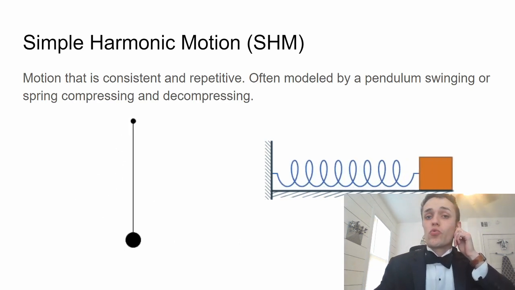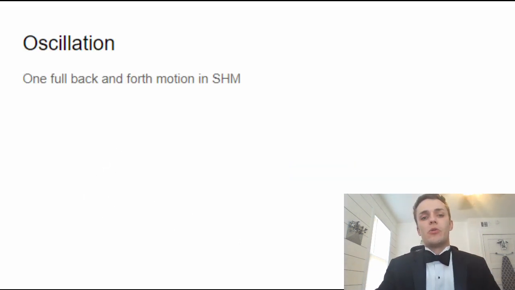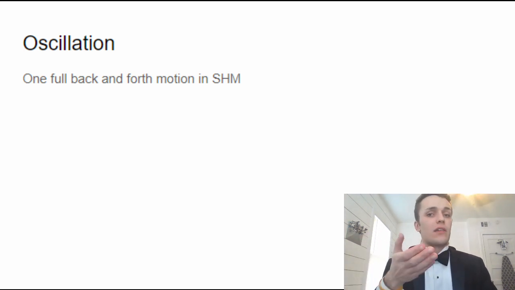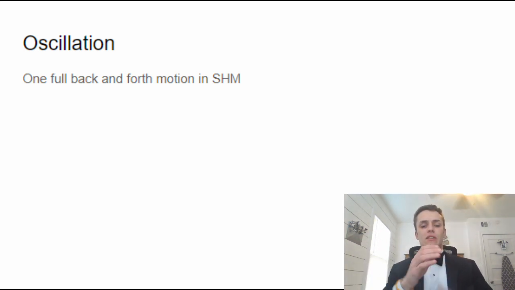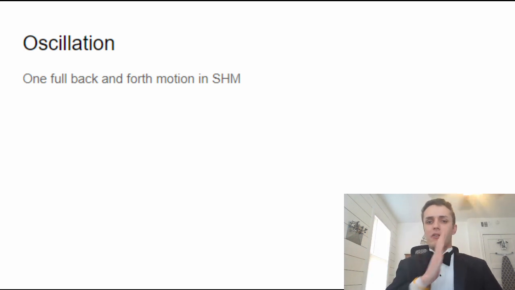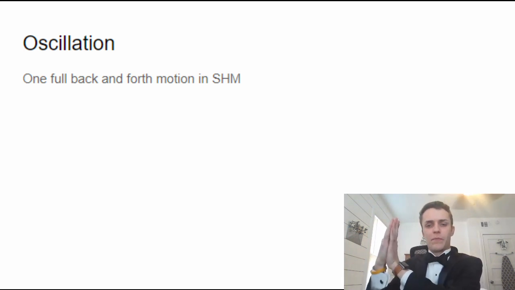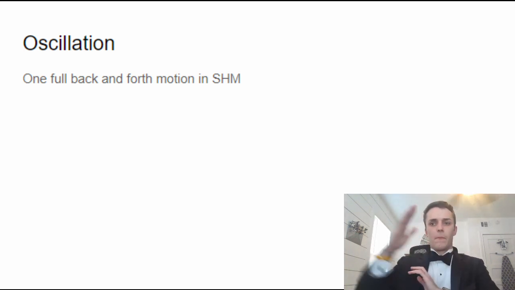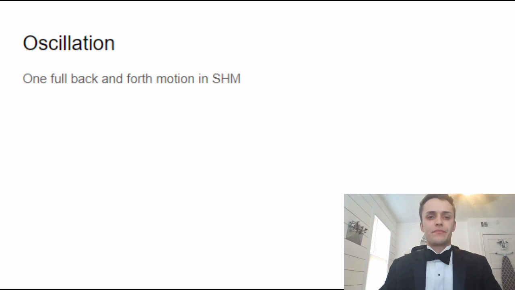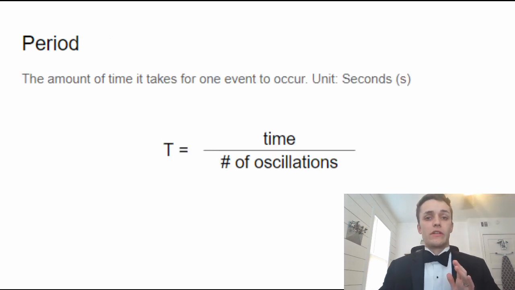We need to be able to describe the motions in simple harmonic motion, and a really important word for that is oscillation. An oscillation is one full back and forth motion. If it's a pendulum, you pull it back, you let it go, it swings forth, and then it swings back, and that's one oscillation. One.